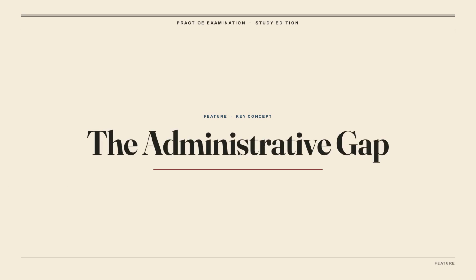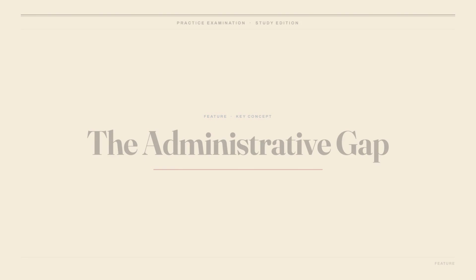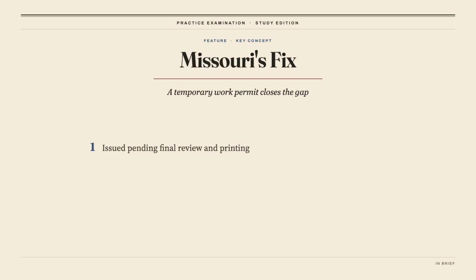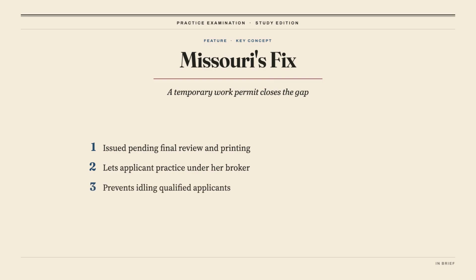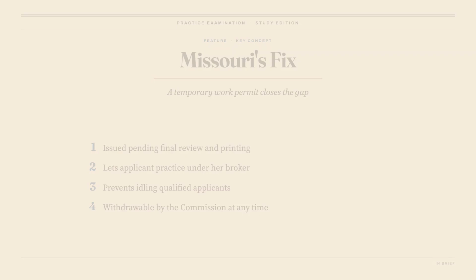An applicant can pass every exam, file a complete application, and satisfy every requirement the law demands, yet still have no license certificate simply because the Commission hasn't finished printing it. That interval between full qualification and paperwork completion is a purely administrative gap. The statute authorizes a temporary work permit, issued while the application is still under review, that lets a qualified applicant start practicing under her broker right away. Its defining feature is that the Commission can withdraw it at any time, at its own discretion, which is exactly what makes issuing it safe before review is finished.